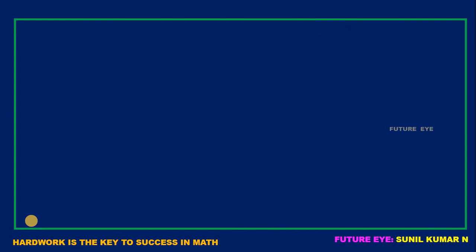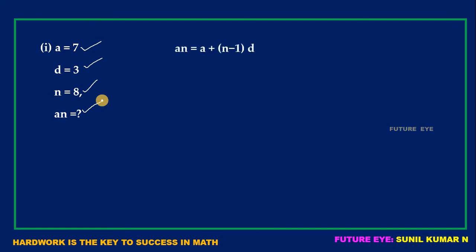So first let us solve the first problem, children. See, first what are all the things they have given? Let us group that. A is given, that is 7. Next D is given, that is 3. N is given, 8, and an we have to find, the question mark. Now you decide all these terms, I mean A, D, N and an, all these 4 terms are present in which formula? So that formula we have to select, that is an is equals to a plus n minus 1 into D. Now substitute all these values in this formula, children.